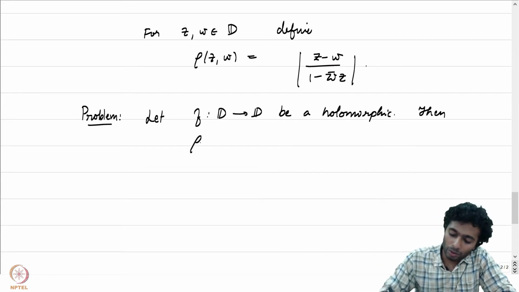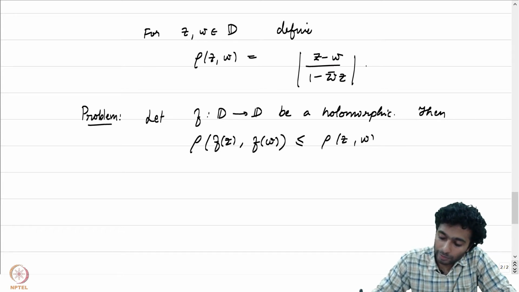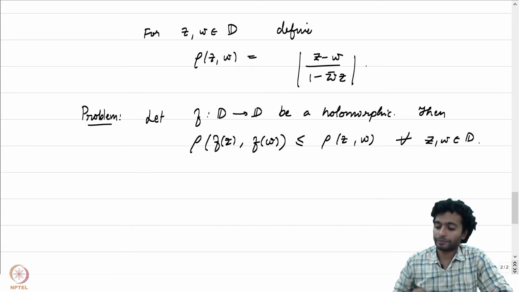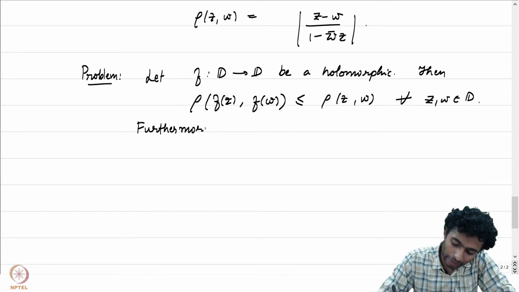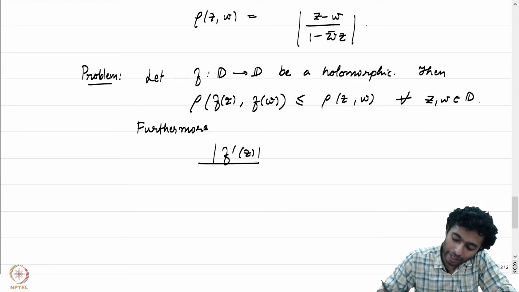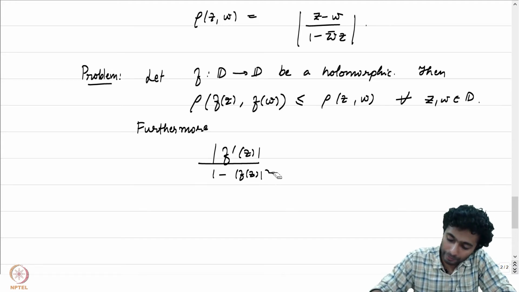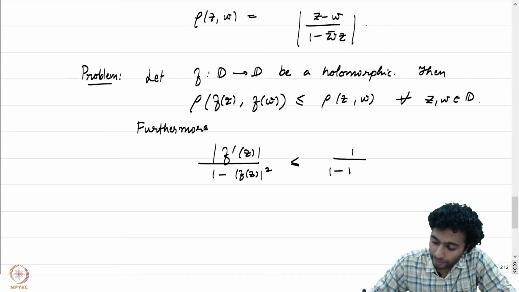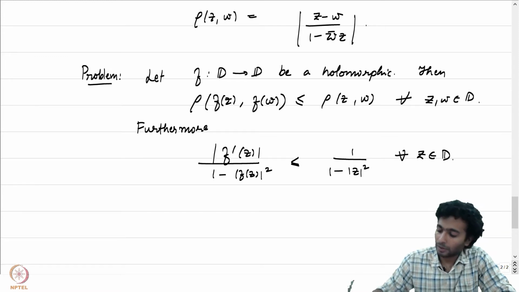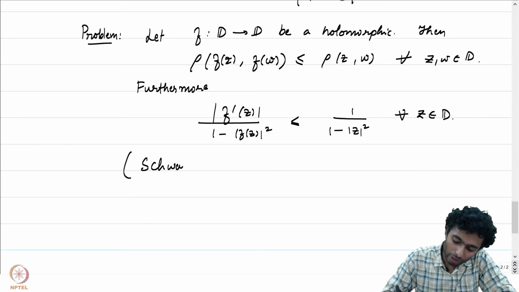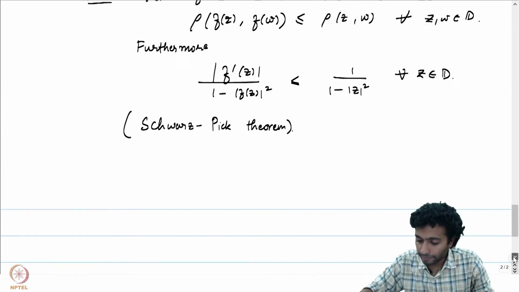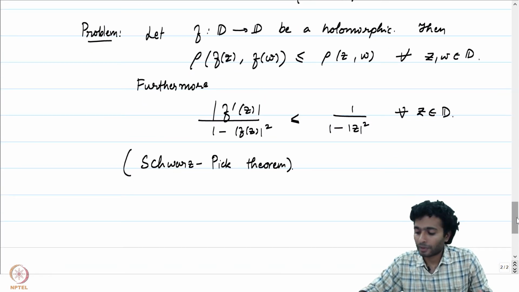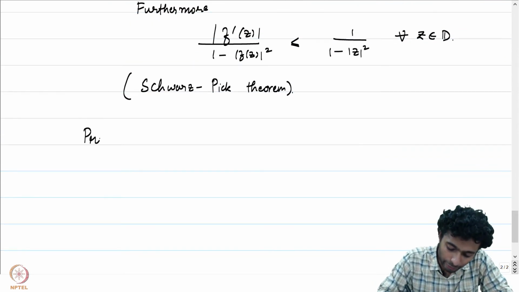Then rho of f of z, f of w is going to be less than or equal to rho of z comma w for all z and w in the unit disk. Furthermore, the absolute value of f prime of z by 1 minus the absolute value of f of z the whole square is less than or equal to 1 by 1 minus mod z square, again for all z in the unit disk. Let me just note that this is what is called the Schwarz-Pick theorem, which you will certainly see later when you do some hyperbolic geometry and define the hyperbolic distance. Let's not discuss more about those things, rather let's give a proof of this.